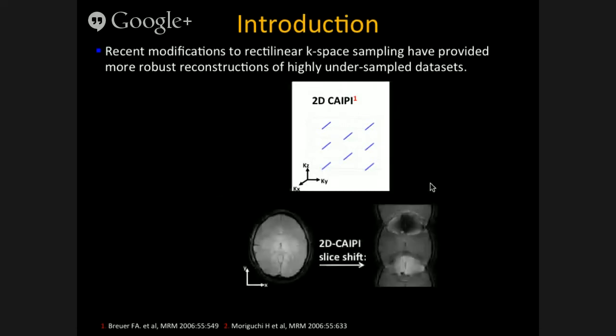In 2D CAIPI, we stagger this K-space sampling, and this introduces inter-slice shifts in the phase encoding direction, such as this. And this improves the parallel imaging capability because the coil sensitivity information from the collapsing slices is more different now.